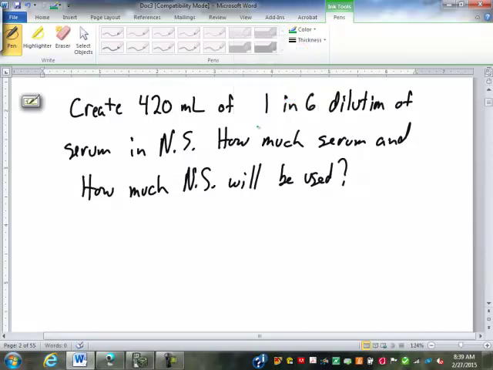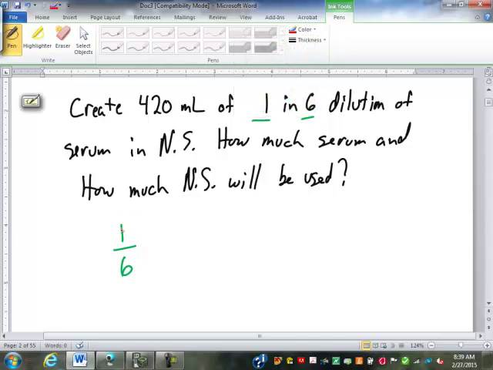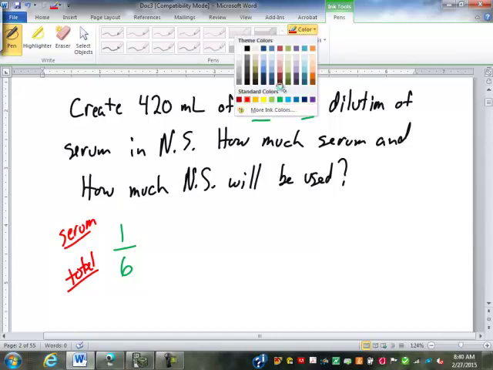So we have 1 in 6 dilution again. So that's 1 in 6. Whenever I'm working with dilutions, though, in order to help me keep my mind straight, I always label this ratio when I write it out. The 1 represents what? Parts of serum. The 6 represents total parts. It's really easy to say that the 6 represents saline. That's what most people want to jump to, but it always represents the total parts when it's a dilution.